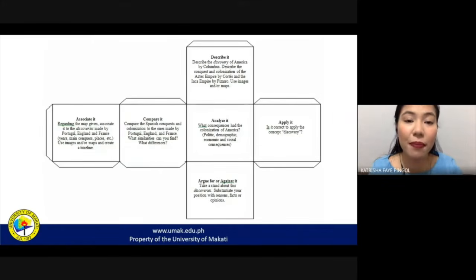So this is an example that I found on the internet via Google image search. A simple Google image search of cubing can lead you to this one.